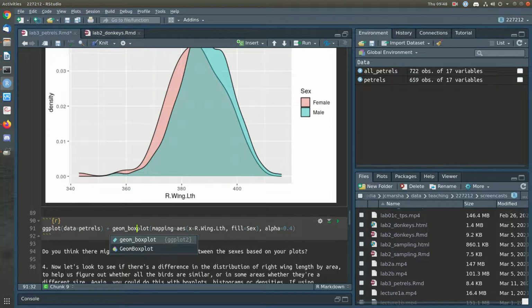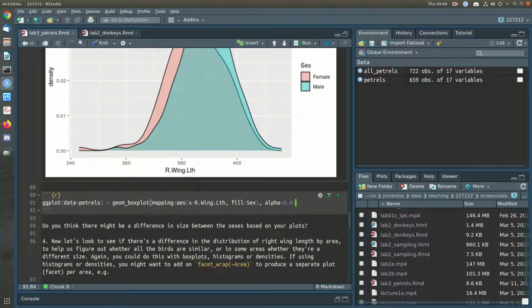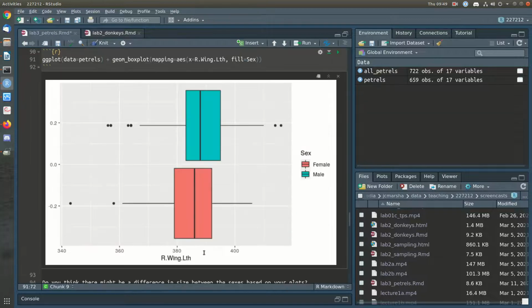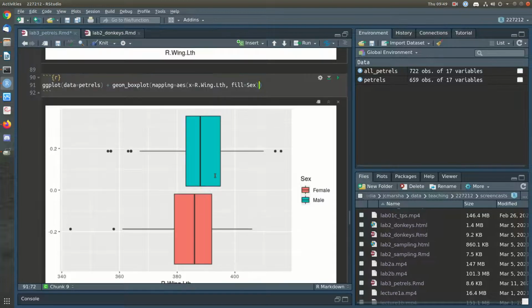So when we do a box plot, we could do the exact same command. Let's just try that out. We don't need the alpha. When we do, we notice that we get right wing length here, and we can easily compare the groups because we've got sex there, but notice that we've got some odd scale here.